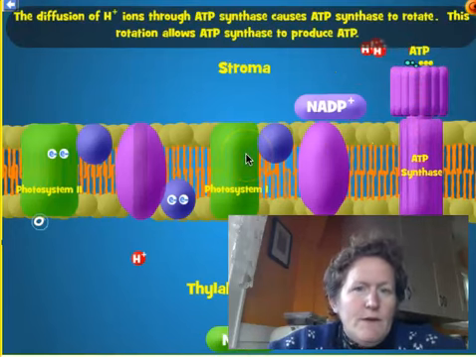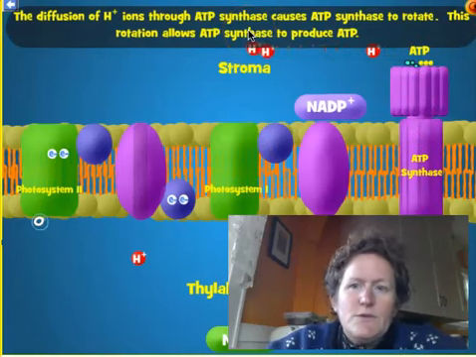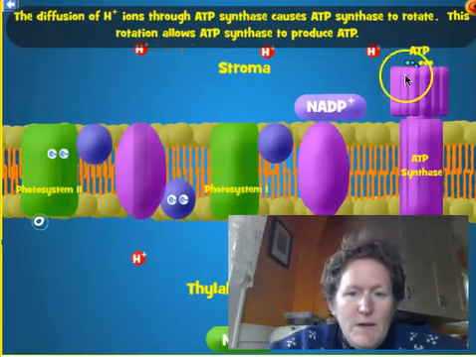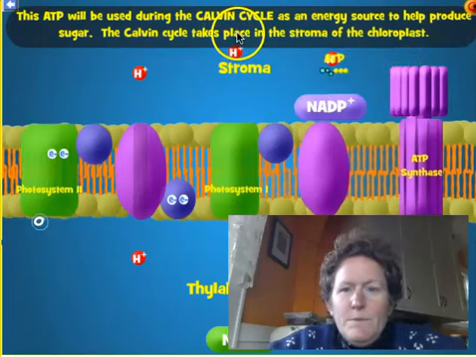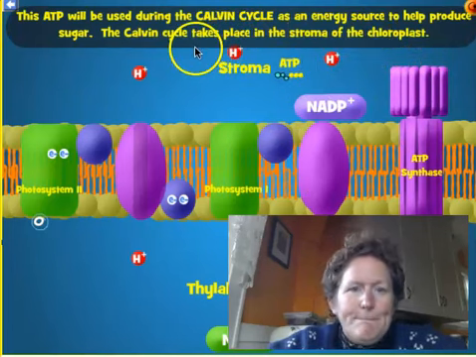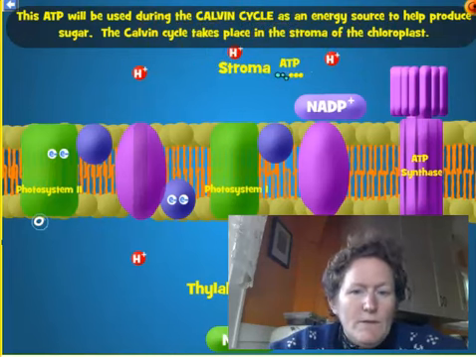The diffusion of H+ ions through ATP synthase causes ATP synthase to rotate, and this rotation produces ATP. This ATP will be used during the Calvin cycle as an energy source to help produce sugar, or glucose. The Calvin cycle takes place in the stroma of the chloroplasts.